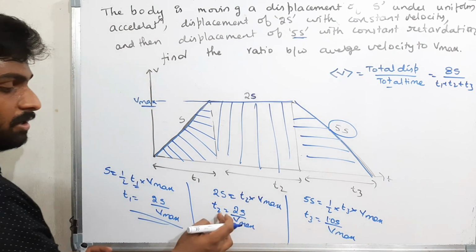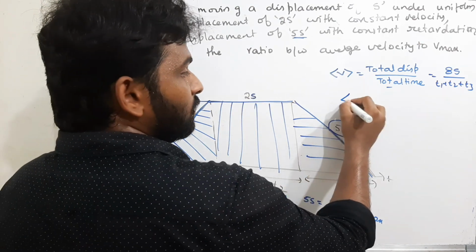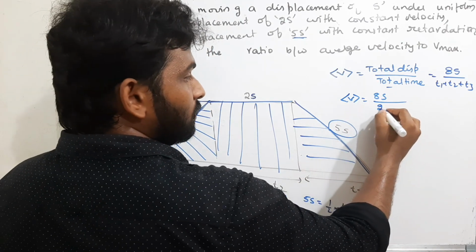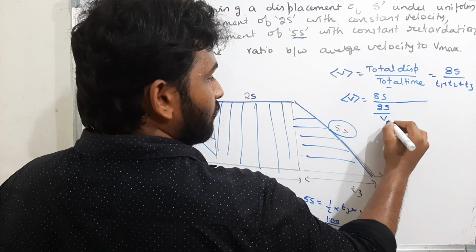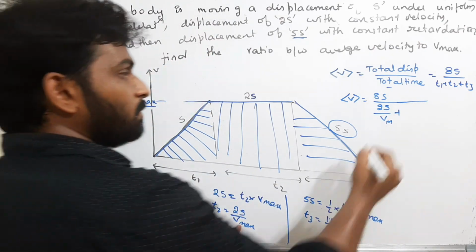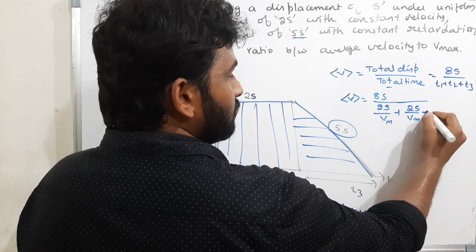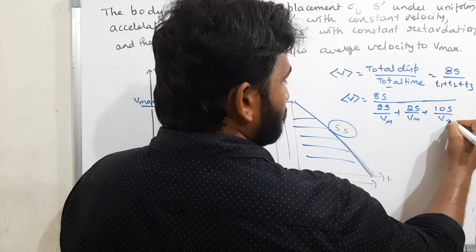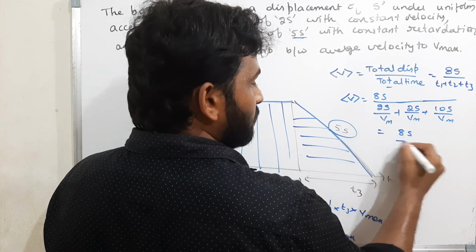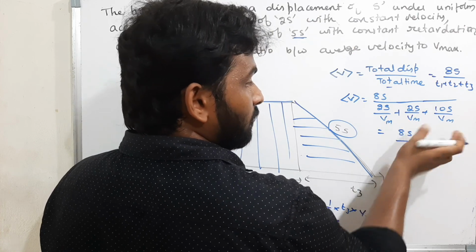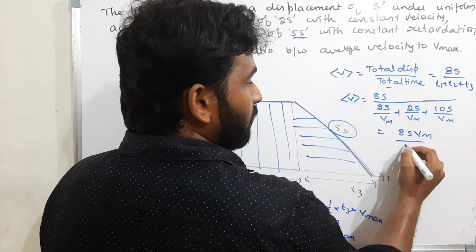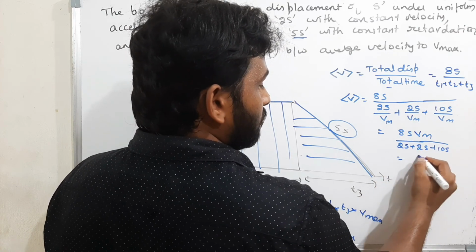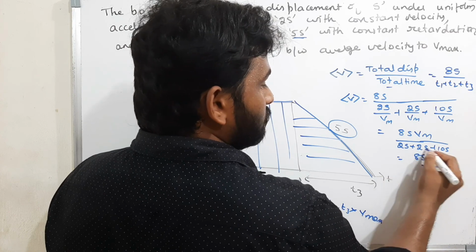Now keep this t3, t2, t1 there. Now how much will you get? Vmax is equal to 8s by, what is t1? t1 is 2s by Vmax, plus what is t2? t2 is nothing but 2s by Vmax, plus what is t3? t3 is 10s by Vmax. Now find it. 8s by, I am taking the LCM Vmax and sending it up. Therefore 8s Vmax by 2s plus 2s plus 10s. Therefore 8s Vmax by 2 plus 2 plus 10 is 14.